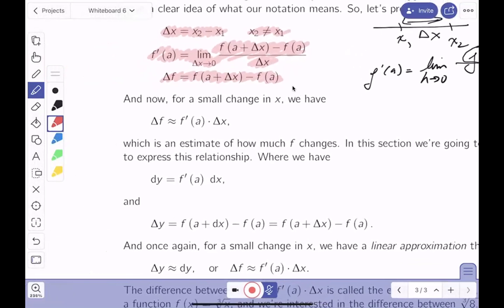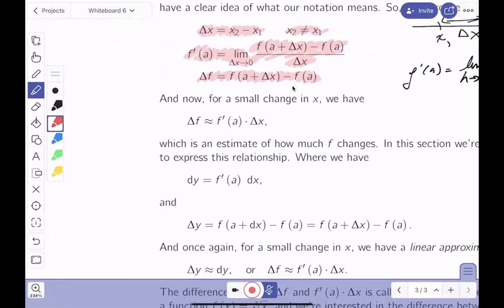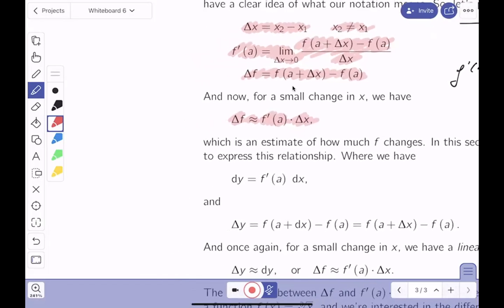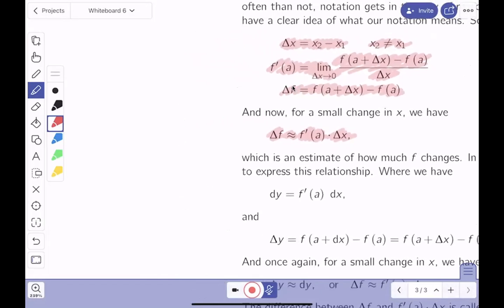But we're not concerned about the equality. We're concerned about the approximate equality. And what's it going to be? Well, the delta f is going to be approximately the same thing as f prime evaluated at a times the delta x. All right, let's go through that. All right, so I'm going to say, let's put this over here.